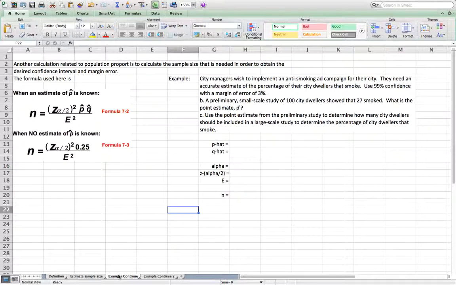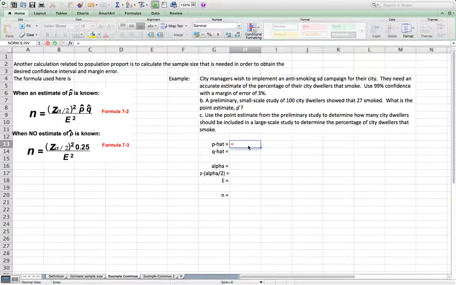Okay, let's continue this example. A preliminary small-scale study of 100 city residents showed that 27 smoked. What is the point estimate p hat? So the p hat will equal the proportion in the sample, so it will be 27 divided by 100. Okay. After you calculate p hat, of course you will know 1 minus p hat is the q hat.